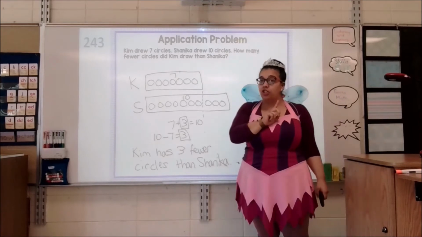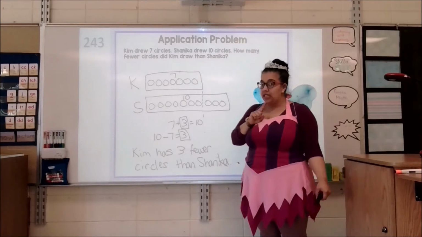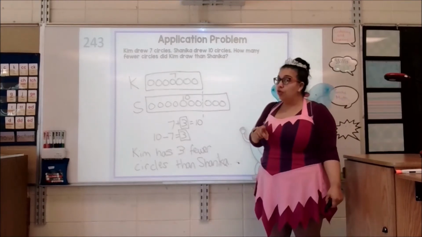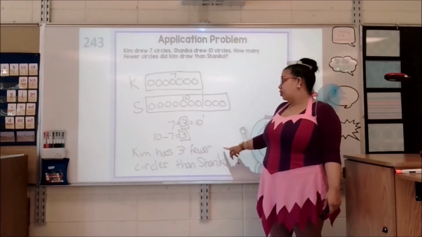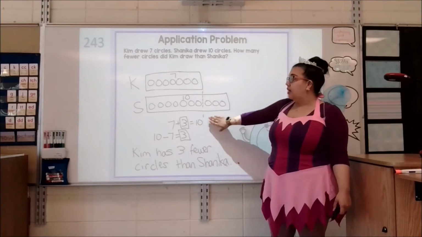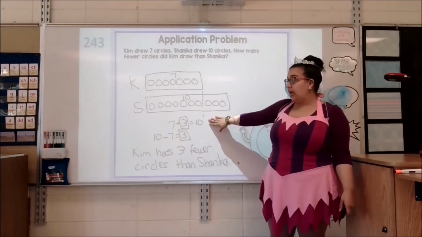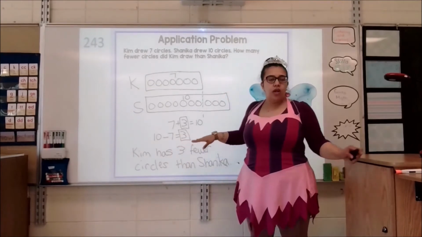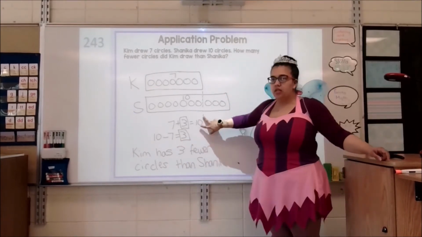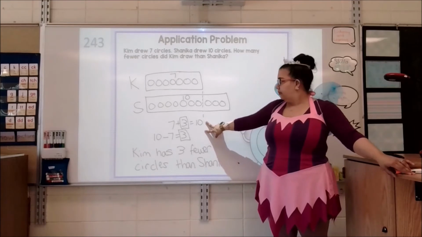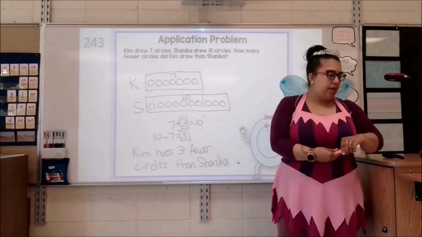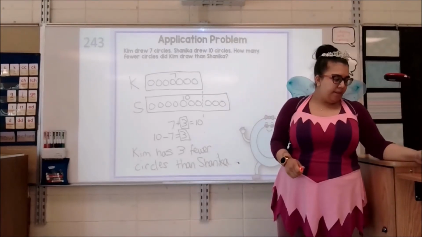But that's not the question we were asked. The question didn't say how many more does Shanika have. The question said how many fewer does Kim have. So Kim has 3 fewer circles than Shanika. 7 plus blank is equal to 10, or 10 minus 7 is equal to 3. Why can I use both of these number sentences? They come from the same number bond. Good job.